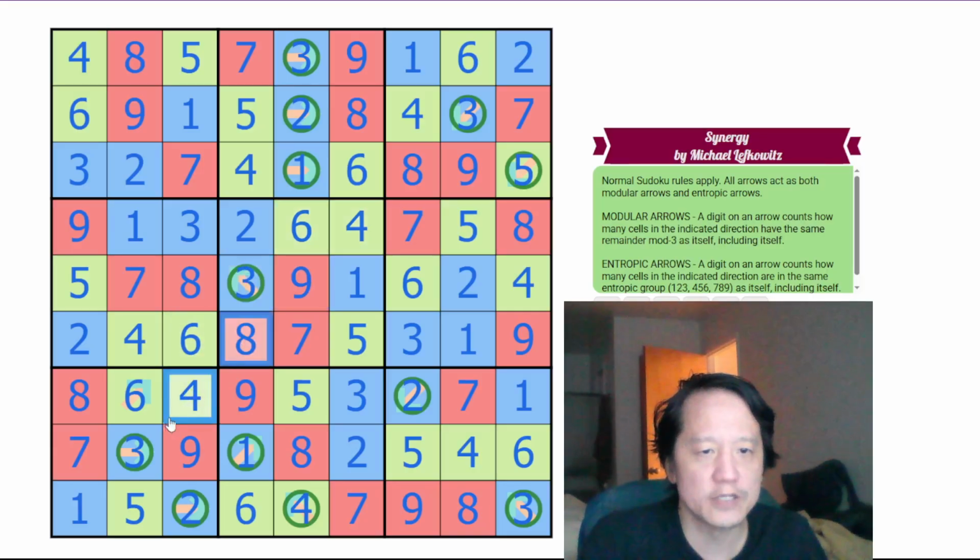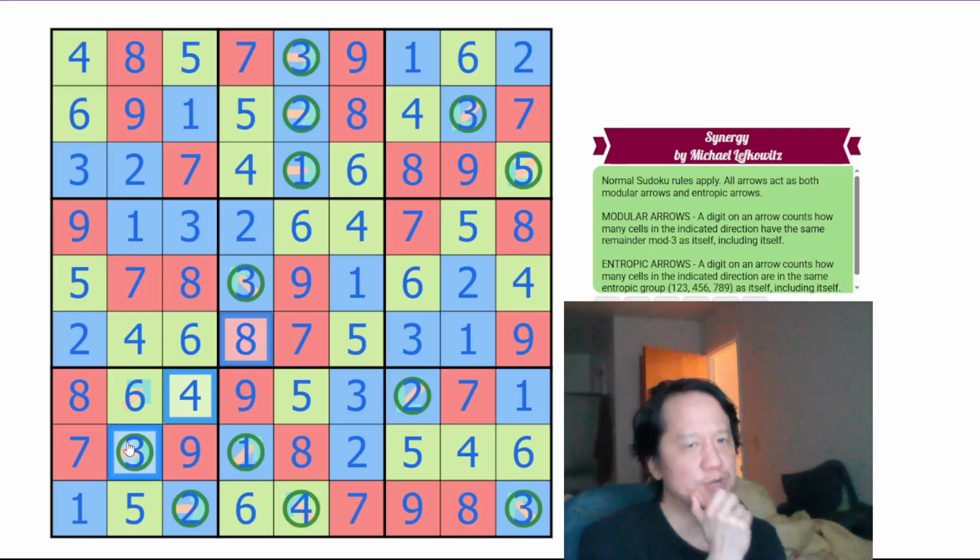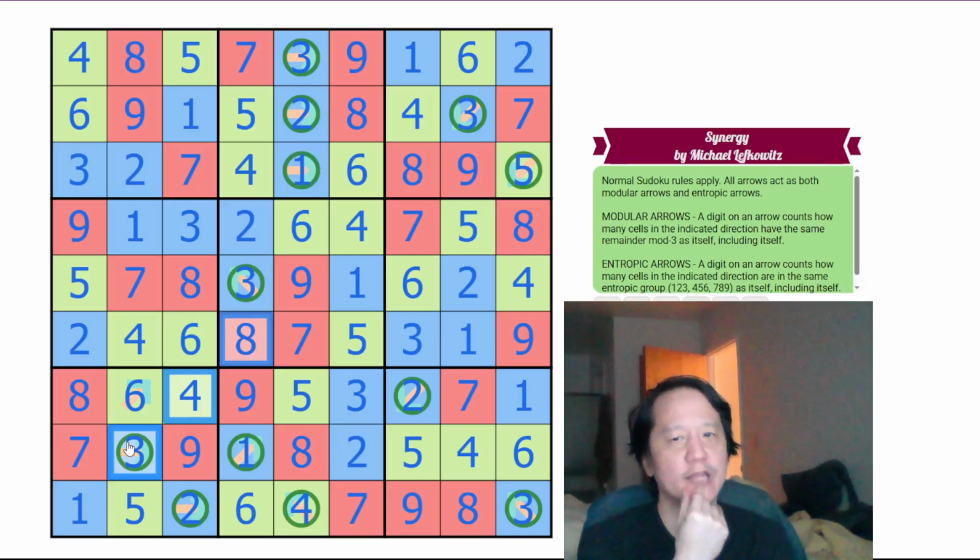Pretty interesting, actually, how these arrows interacted with themselves, really. It was pretty limiting on what they could actually be pointing at, which was interesting.